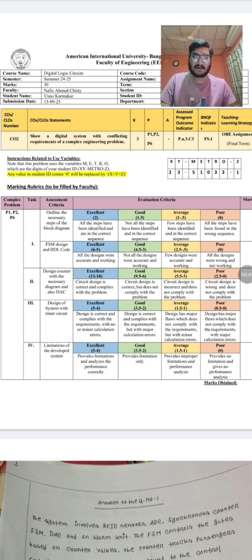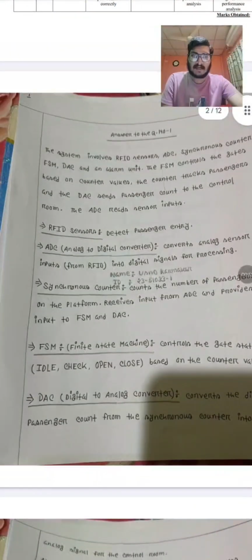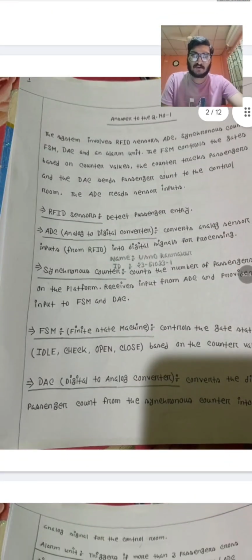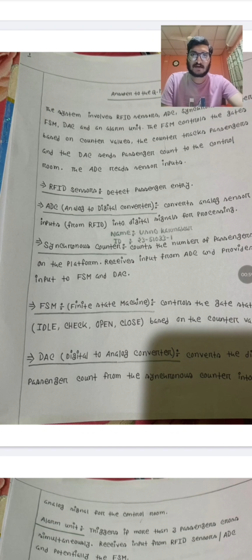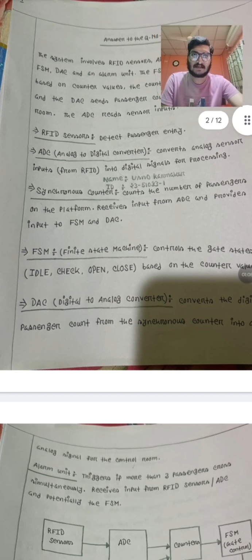First of all, I will talk about the answer to the first question. Here we need to draw a block diagram. There are 7 parts in this block diagram. First one, RFID sensor. It represents detect passenger entry. And analog to digital converter. It represents digital signal for processing.